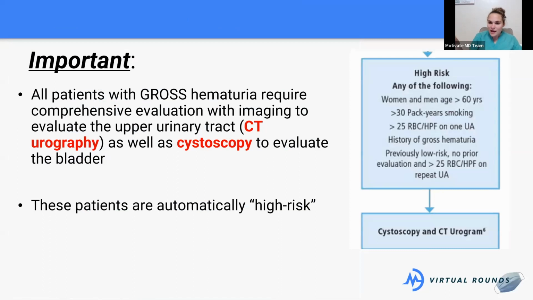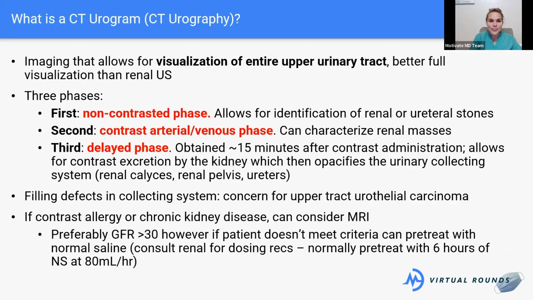So from that, essentially, I wanted to make a point that all patients with gross hematuria who come in and see blood in their urine require the highest risk evaluation. So they require imaging of the upper urinary tract, which is a CT urography or the multiphasic CT scan, and the cystoscopy, because they're automatically at high risk, right? Greater than 25 red blood cells per high power field, you're probably going to be seeing the blood grossly.